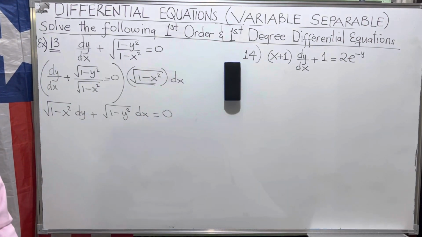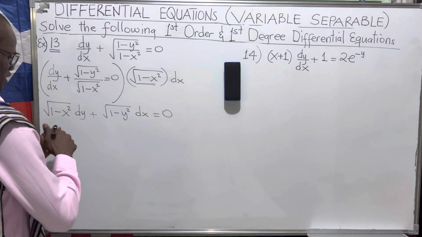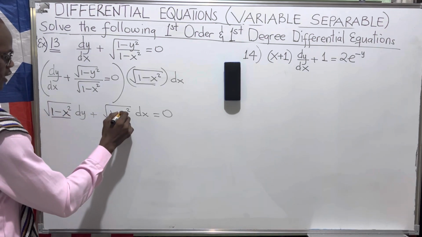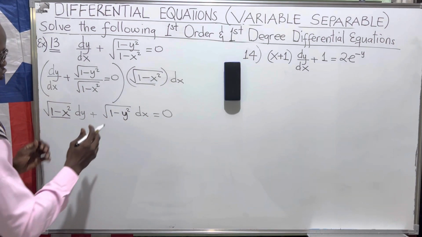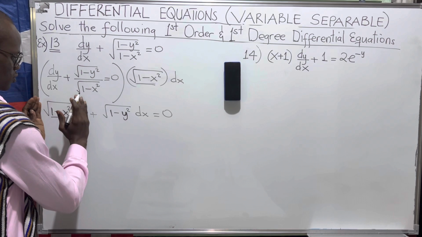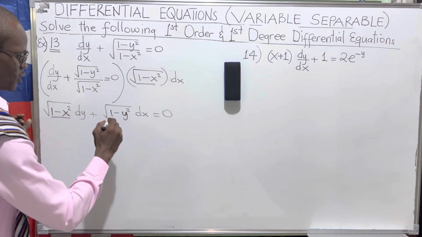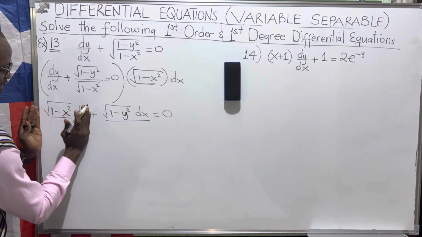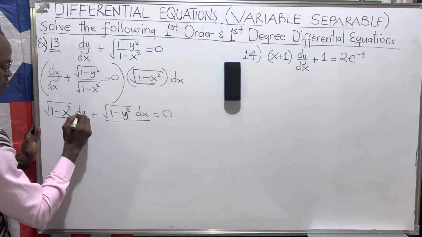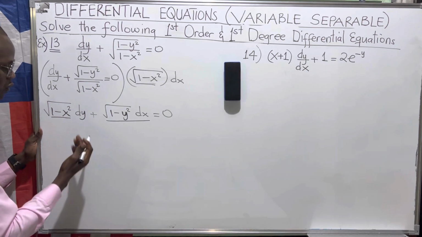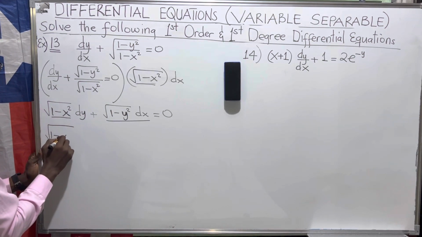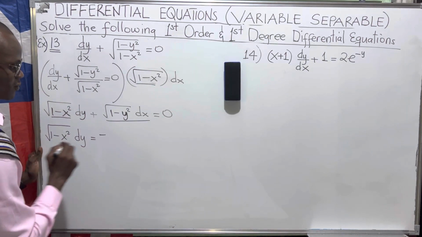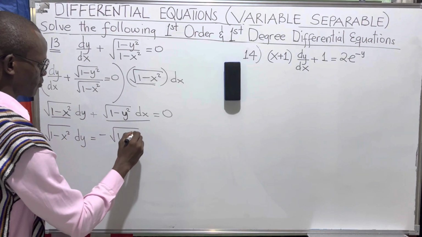Now what we want to ensure is that if you look under this radical, every expression in here is in x, and everything here is y. So we can make sure that all the terms with y are on one side and all the terms with x are on the other side. I want to maintain dy because at the end of the day I will want to solve for y, so I maintain dy on this side of the equation, and then I send this one across. It becomes minus the root of 1 minus y squared dx.